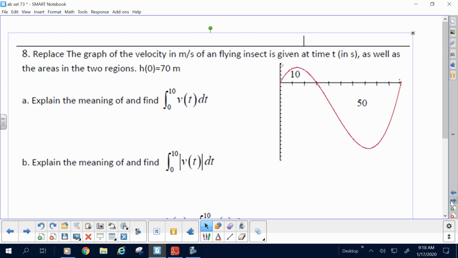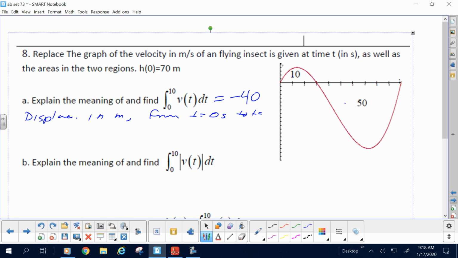Okay. Let's go here. What is the meaning of A, or what is this equal to? The area, signed area, net area, or total area? What do you want? Signed. So 10 minus 50, so negative 40. What do you get when you say, what kind of rate times which sign? Do I get distance or displacement? Okay, this is the displacement in meters from time 0 seconds to time 10 seconds.